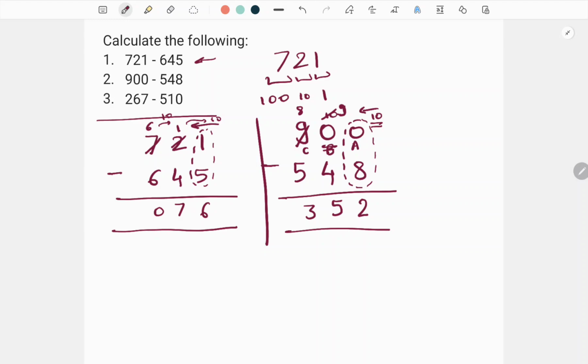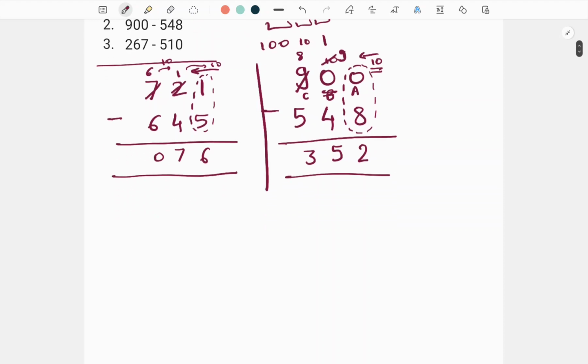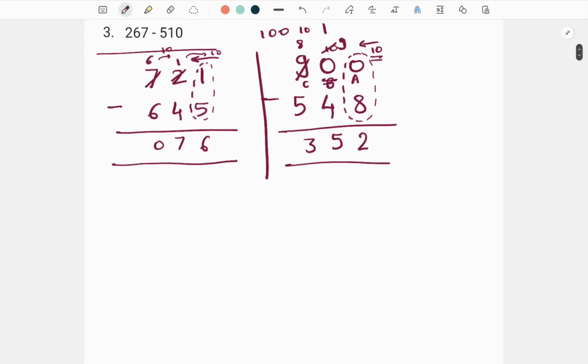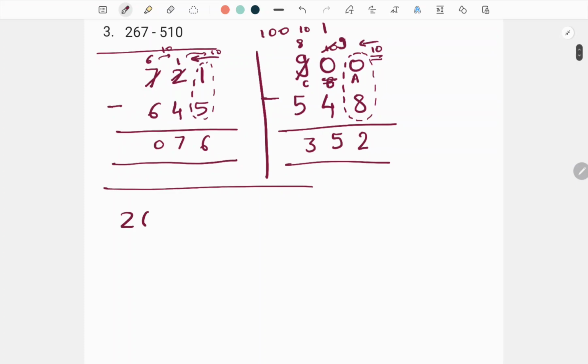The third one is also similar, but I wanted to cover it because it uses a slightly additional concept here. So the numbers themselves are not terribly complicated, but it's the concept that matters here. So we want to subtract 267. I'm just going to write it here. 267 minus 510. Now the way to approach these problems is whenever you are subtracting two numbers, A minus B, suppose this is A and B.